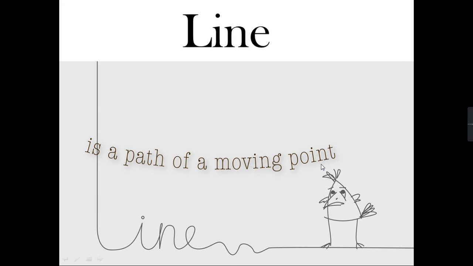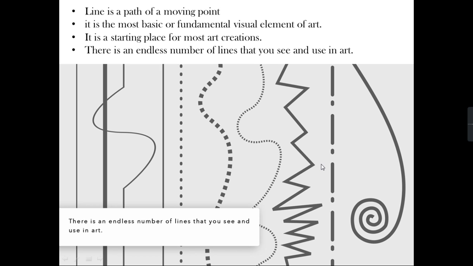Today we are going to talk about the line. The line is a path of a moving point. And here are some facts about the line. The line is the most basic or fundamental visual element of art. It is a starting place for most art creations. And there is an endless number of lines that you can see and use in art.